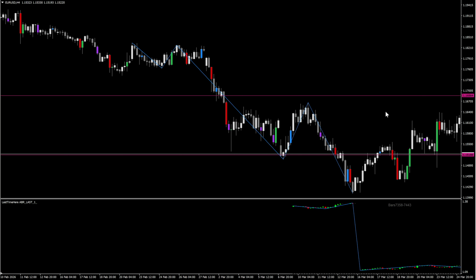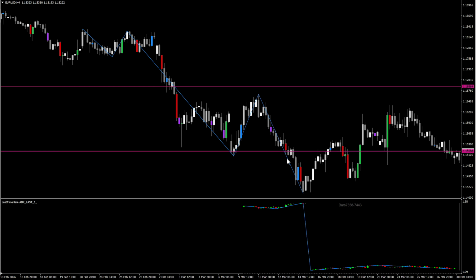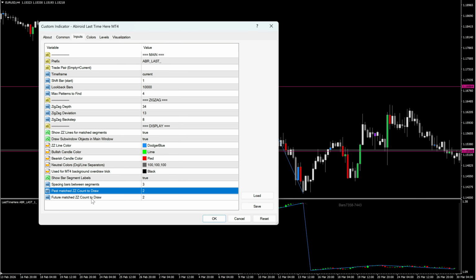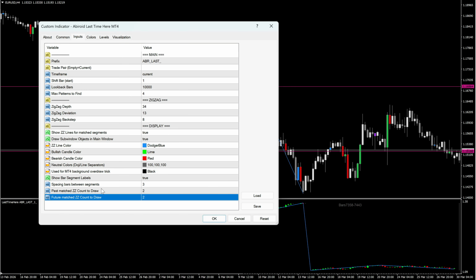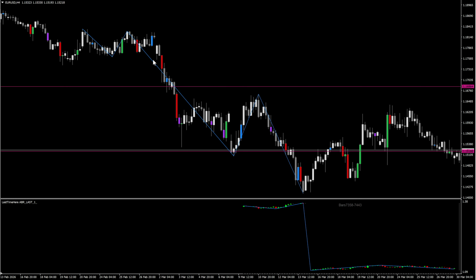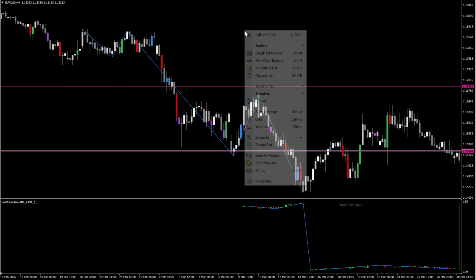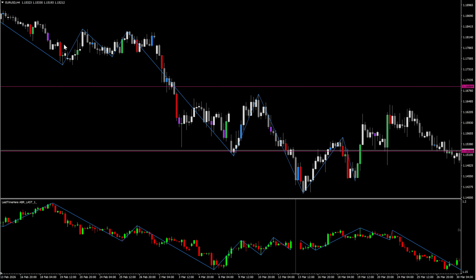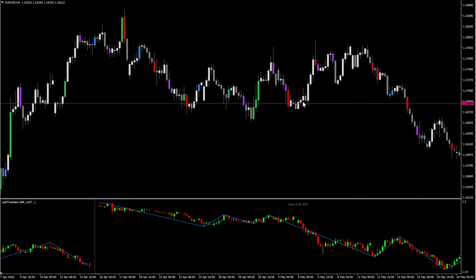So it goes through the past, it finds this, and after that you can specify how many more zigzags it needs to draw. So by default we just have 2 and 2. So past matched zigzag, it will draw 2 extra, and future matched, it will draw 2 extra. So if this line is matched, after that it will draw 2 more lines, and before that 2 more lines. You can set that to something like 5, 6 or whatever. Let me try it with 4. Then you will see that it will draw that many more lines.